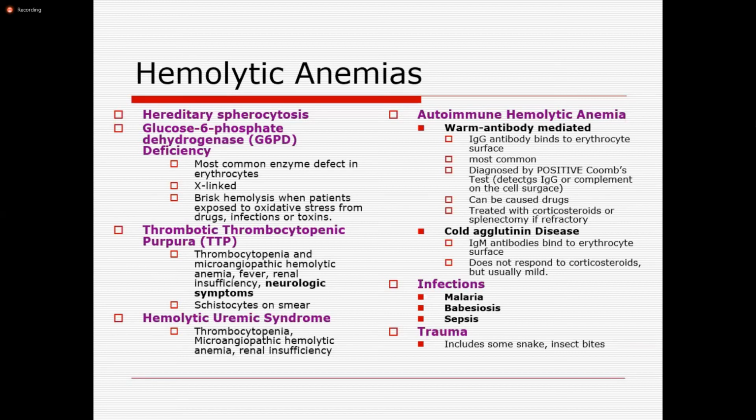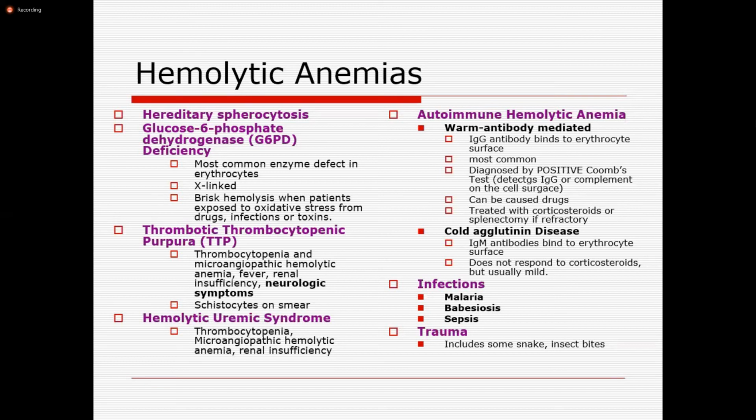How to check? Warm antibodies: the direct Coombs test. IgG antibodies bind to the erythrocyte surface. This is the most common type of hemolytic anemia. It can be caused by drugs. Treatment is usually with corticosteroids, splenectomy, or immunosuppressive drugs, and even anti-CD20 rituximab has been shown to be effective in preventing further hemolysis.